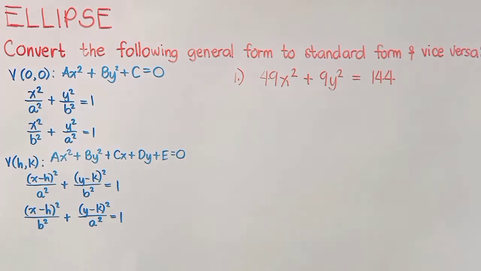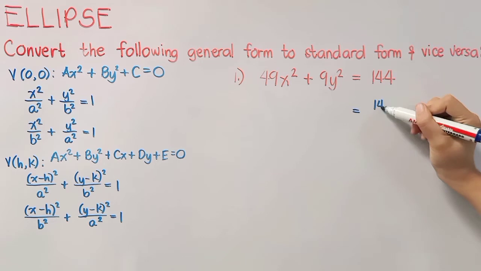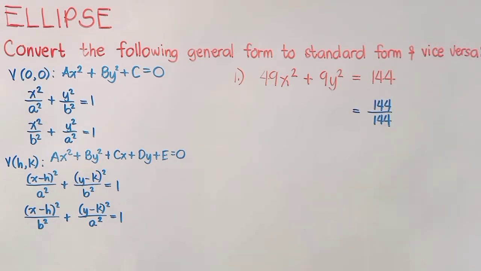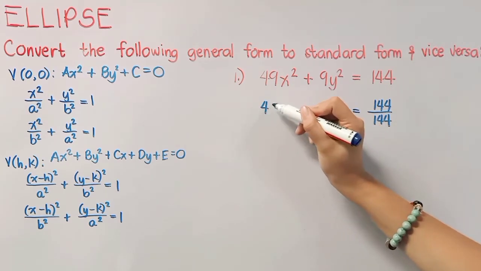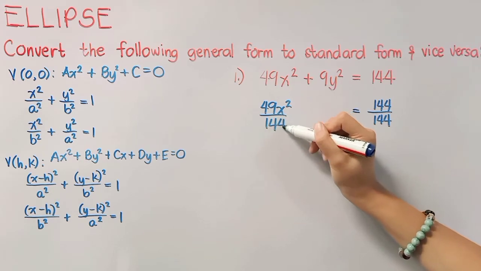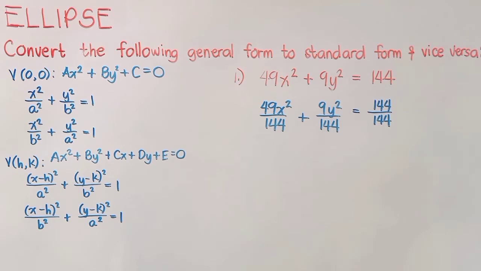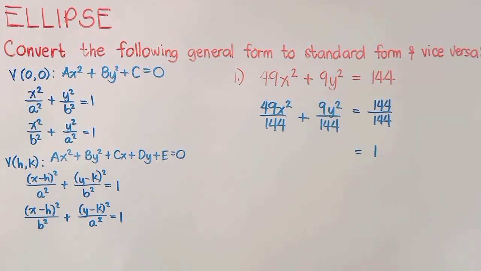So in order to do that, we have to divide 144 by itself to have a result of 1. And since this is an equation, whatever we do on the right side should also be done on the left side to retain the equality symbol. So we will divide each term by 144. So our right side now will be equal to 1 because 144 divided by itself is 1.